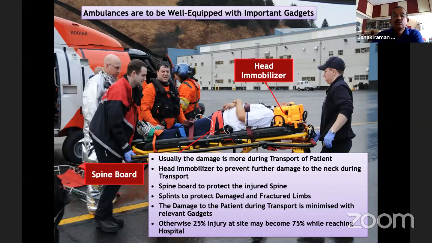Head immobilizer is to prevent further damage to the neck during transport. Spine board, any spine injury, you have to have a spine board. Splints to protect the fractured limbs. The damage to the patient during transport is minimized with relevant gadgets. So an ambulance is supposed to be well equipped, and these should work in good working condition. I gave an example like 25% injury at site may become 75% while reaching the hospital if these gadgets are not there and not utilized properly.